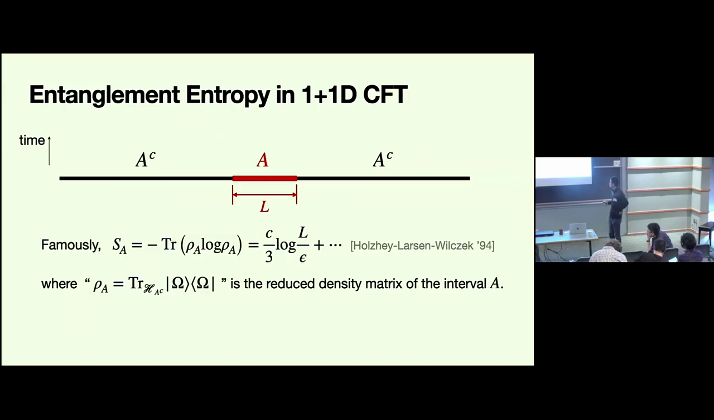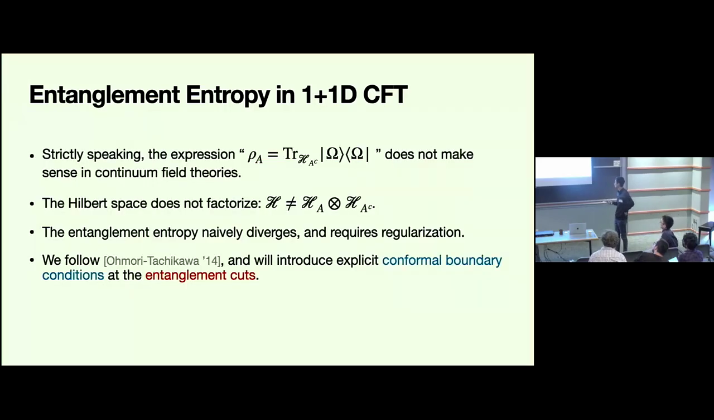However, this entanglement entropy is defined by the von Neumann entropy for the reduced density matrix rho A for the interval. However, the reduced density matrix in the continuum CFT, to be very precise, is not really well defined. The reason is that the Hilbert space of the theory on the infinite line doesn't really factorize as the Hilbert space on the interval and the rest. And perhaps relatedly, the entanglement entropy naively diverges and requires some regularization.